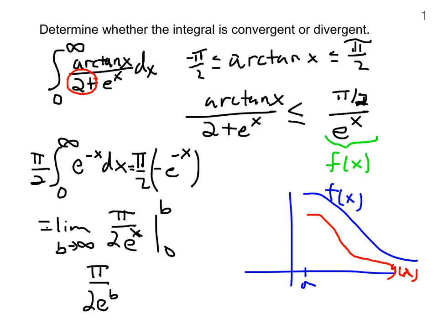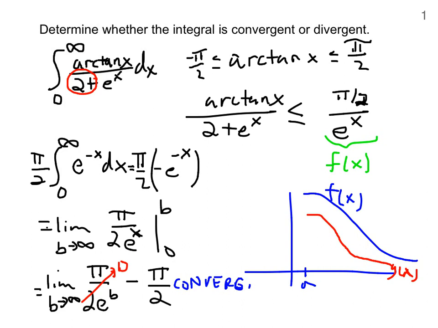And what's going to happen with that is that as b goes off to infinity, this part goes off to 0. Denominator is getting larger, numerator staying constant, so it's going to go off to 0, so it's convergent. Great.